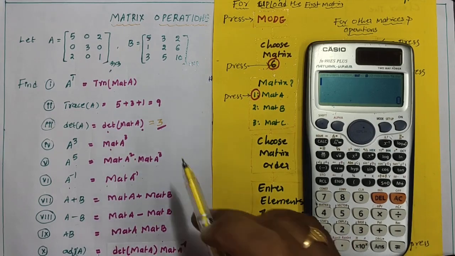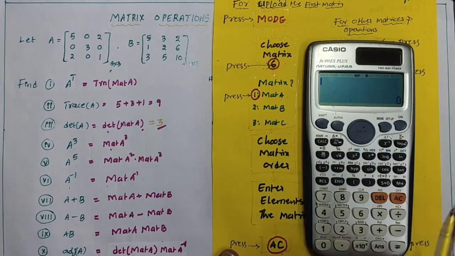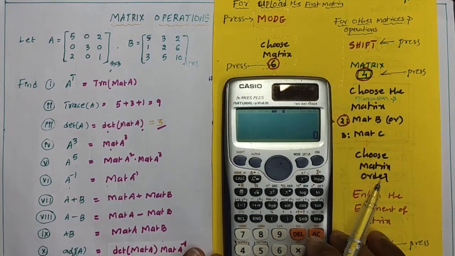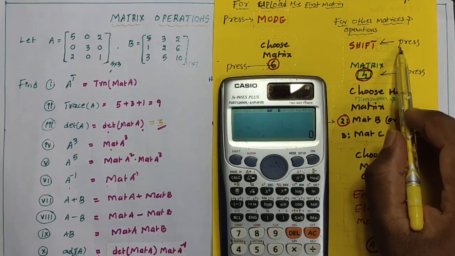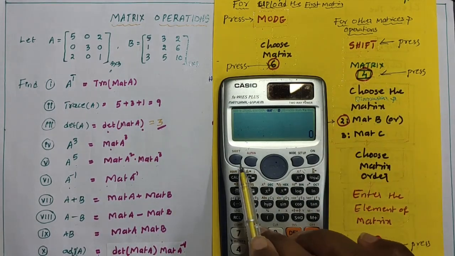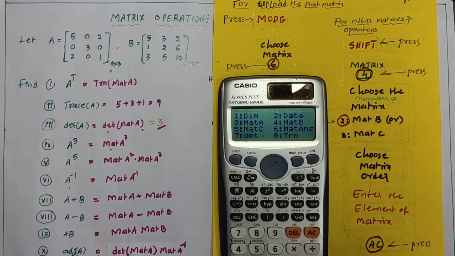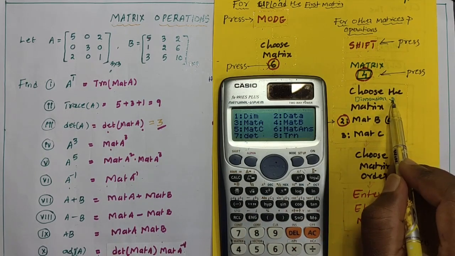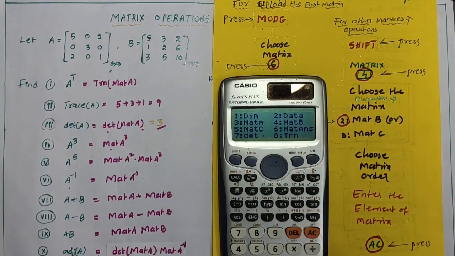Now I want to upload the second matrix in the calculator. If you want to upload the second matrix in the calculator, then you have to follow this procedure. First you have to press shift, next button number 4. Then you have to choose the dimension and matrix. First we are choosing the dimension.